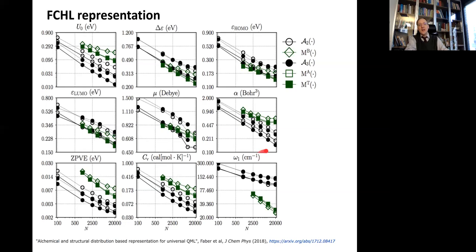We also looked at FCHL for all the different properties in QM9. And you see this FCHL is basically this black line. You see that for the atomization energy, it's very good, but for other properties, and here the nomenclature changes, this M corresponds to BAML, I believe. And you see for some properties like the electronic energies, actually BAML performs better.